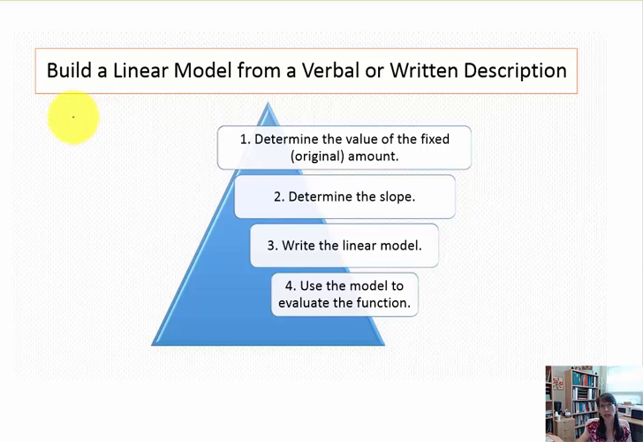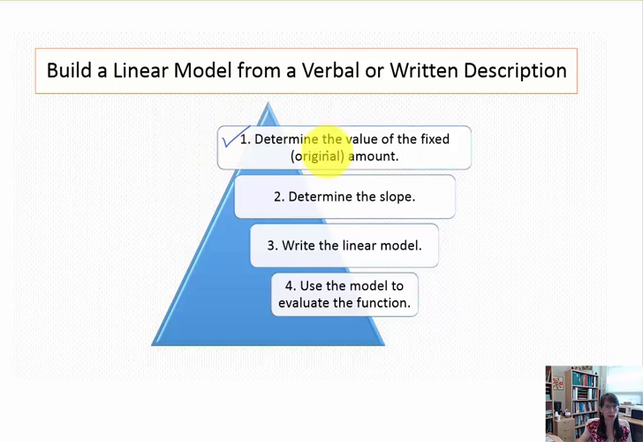In some applications, we are not given ordered pairs, so we have to know how to build a linear model from a verbal or written description that doesn't involve given ordered pairs. Here are the steps we'll follow.